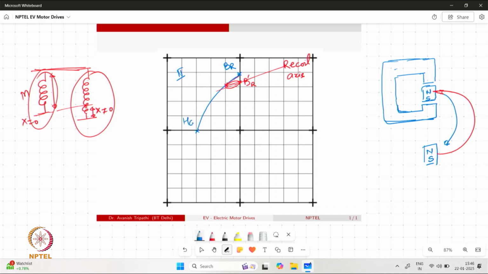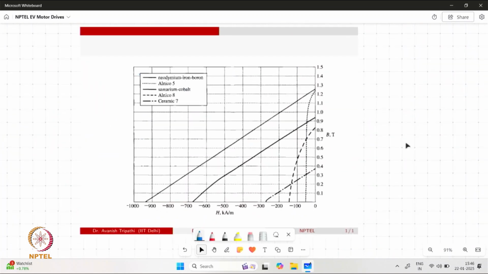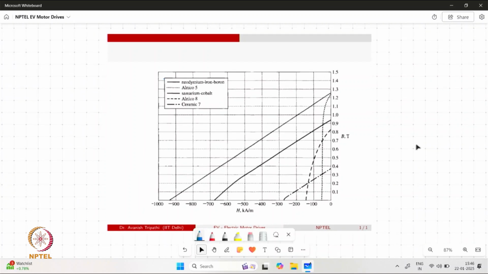So what is expected from a good magnet is that we should have a high value of Br, a high value of Hc, and also, because this recoil phenomenon is going to happen, the BH curve of the magnet should be very, very close to the recoil axis for long-term performance of the magnet. Some examples we can see over here, some practical magnets, are taken from the book by Fitzgerald.